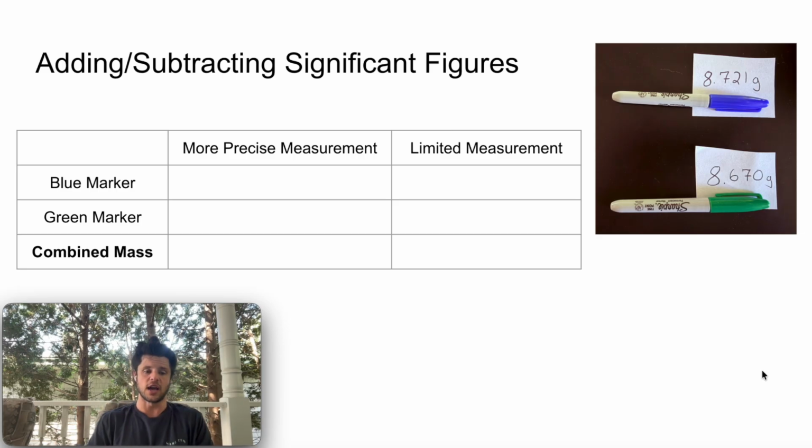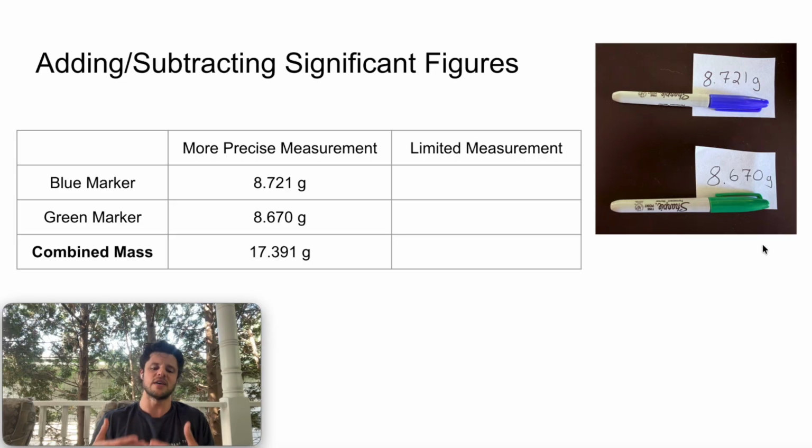So we're first going to start talking with adding and subtracting significant figures. So let's go back to our blue and our green marker. I took some more precise measurements of these markers, and we know from our more precise scales that our mass for the blue marker is 8.721 grams, and our mass for the green marker is 8.670 grams. And obviously, we can add those two numbers together. If we add them together, we would get 17.391 grams, all right?